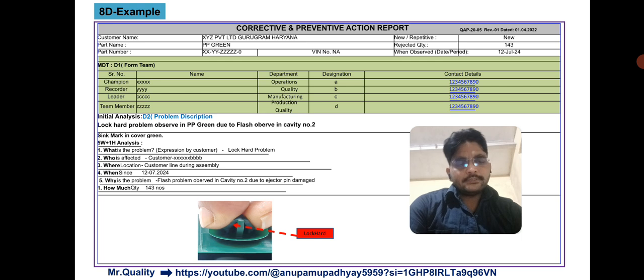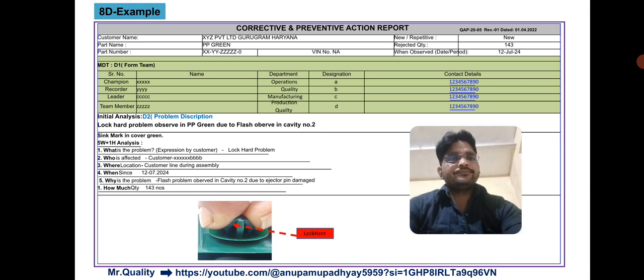In D2 we describe the problem, meaning 5W and 2H analysis. What is the problem, who is affected, where is the location, when, meaning the date, why the problem occurs, and how much.